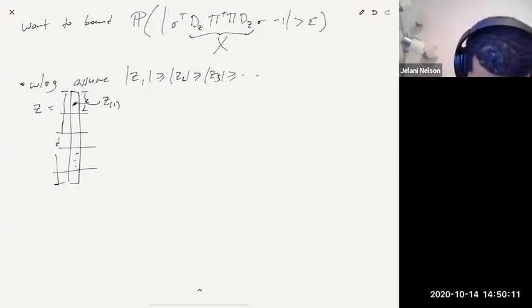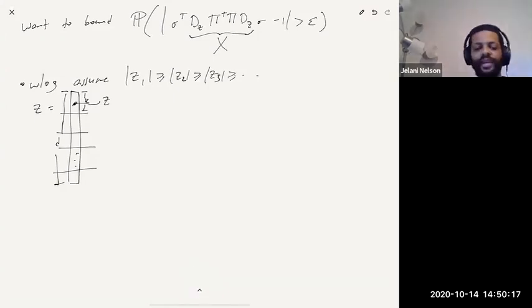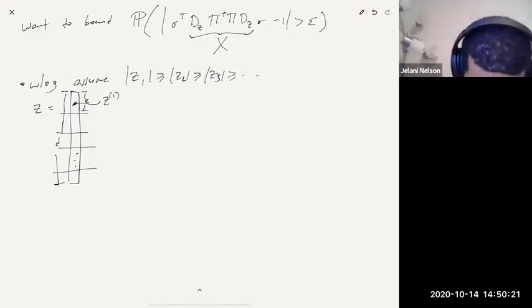Actually, let me do it like this, so that I don't get confused with subscripts and superscripts. So this is Z1, this is Z2, this is Z3, etc.